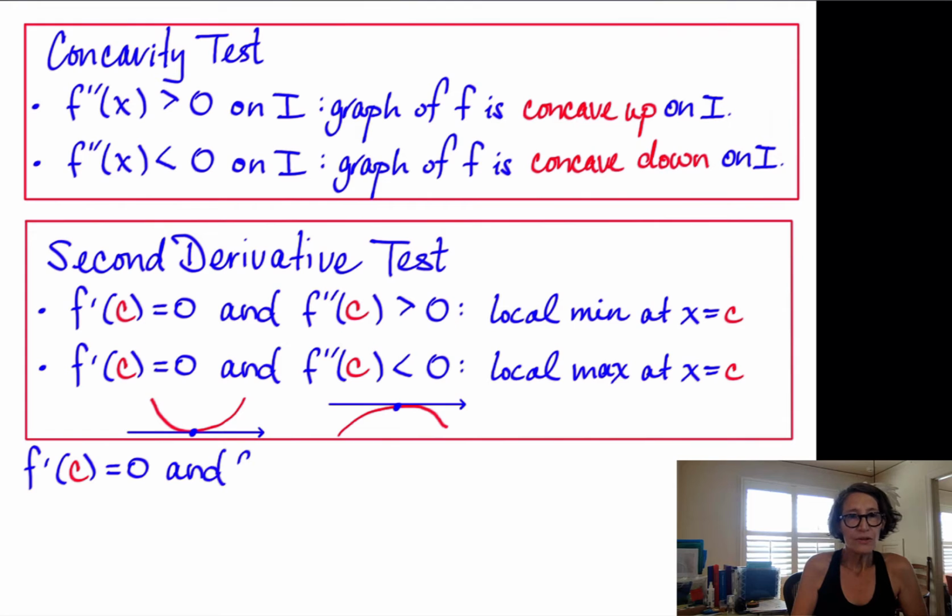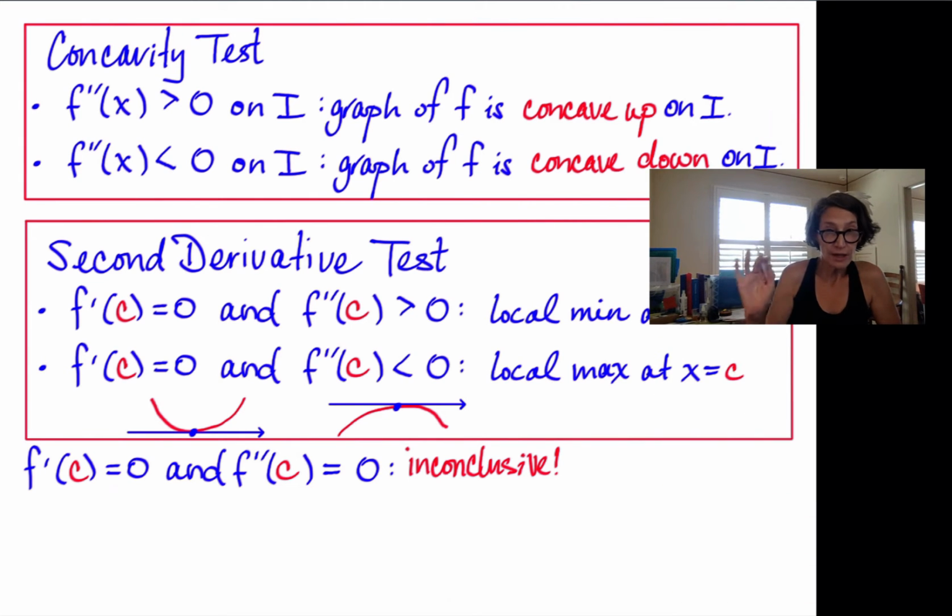If your first derivative is 0 and your second derivative is 0 at that critical number, the second derivative test doesn't tell you anything. So it can't always be used. The first derivative test always works for local extrema. The second derivative test sometimes works. Here's an example of where it doesn't work.